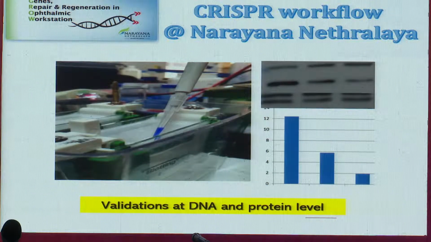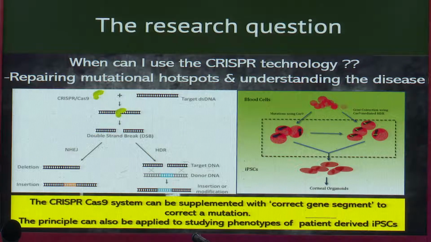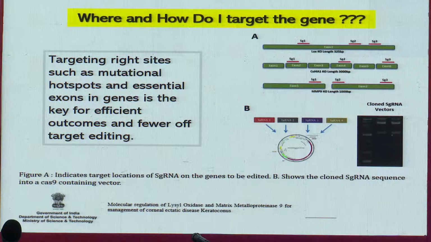As a proof of concept, Nara and Nethralaya is also trying to validate the results at a DNA and protein level. So the research question we had in mind was, how and when can we use this CRISPR technology? It can be used to repair mutational hotspots in diseases like Fuchs and keratoconus, and donor templates can be used for a desired change by knock-in.